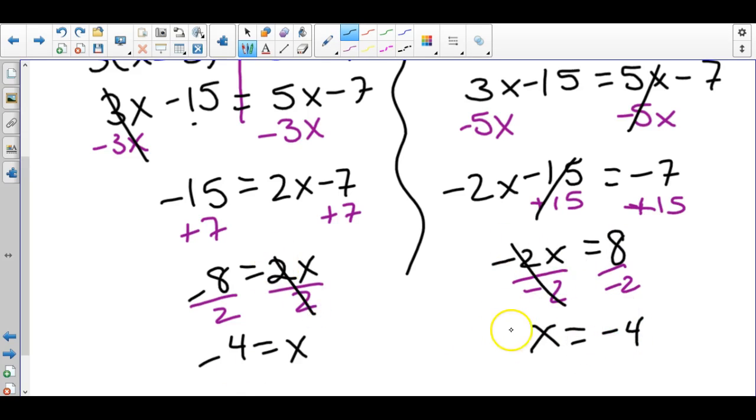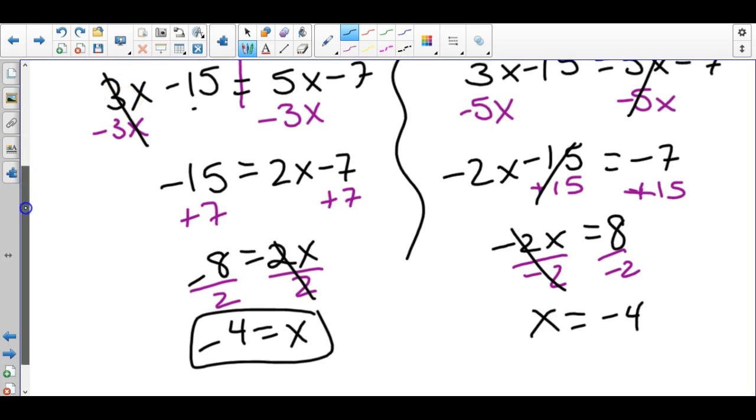So no matter which way you do it, which one you start with, you would have the same answer. Both of them came out to be negative 4. So you can choose either way. You just have to use one of the variables and add or subtract it to the other side.